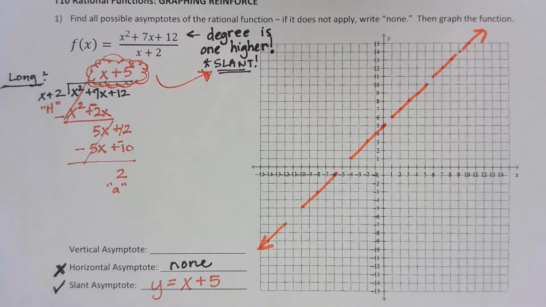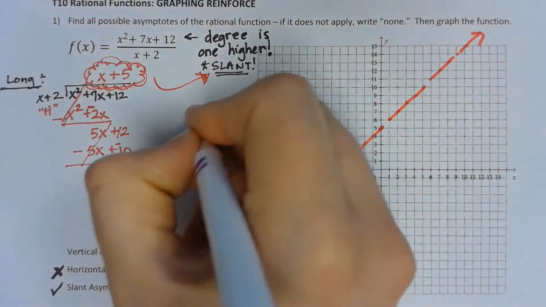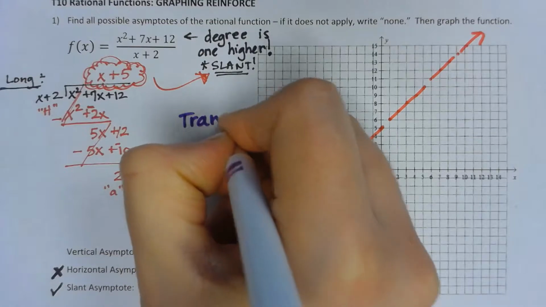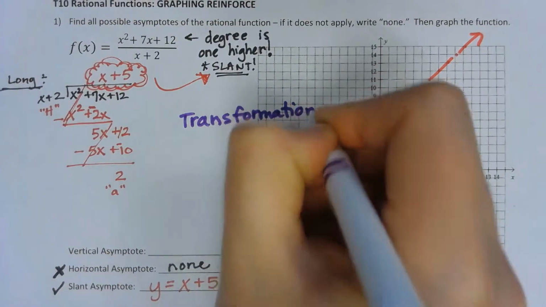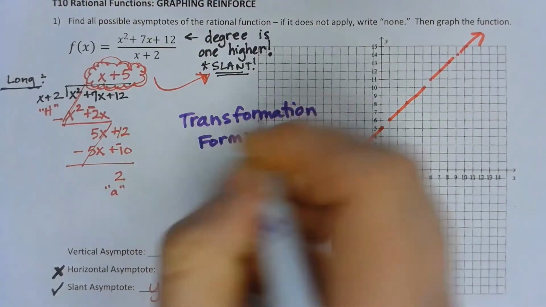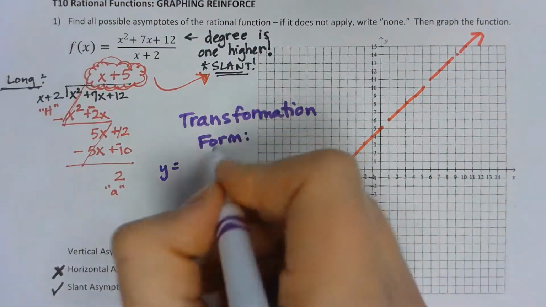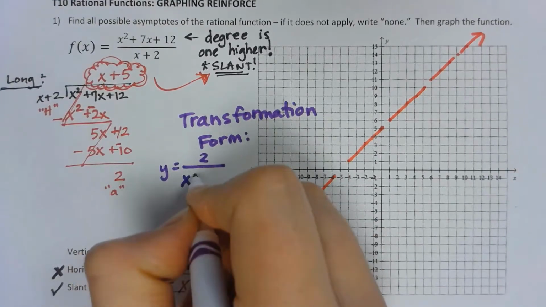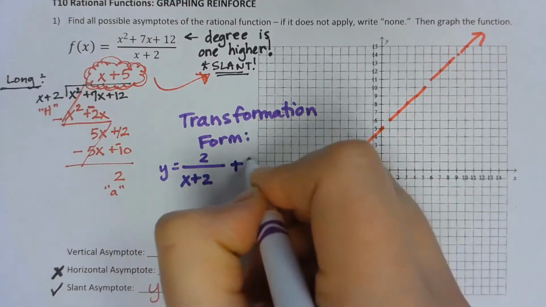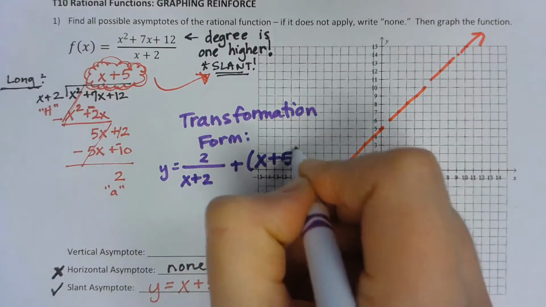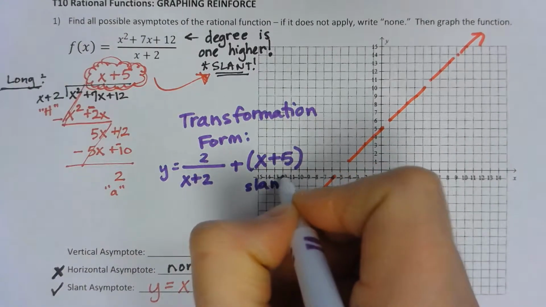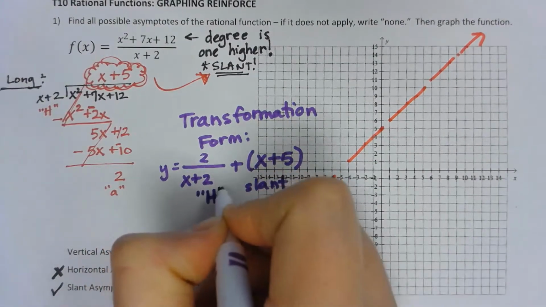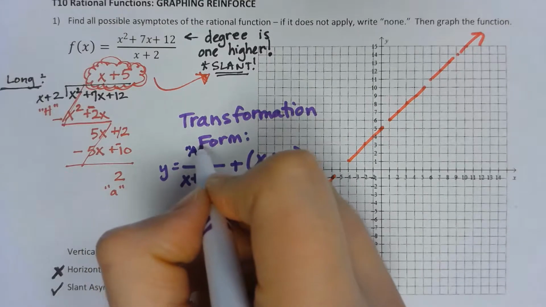And then we need to figure out, based on the h value, what the vertical asymptote is. So I'm going to write transformation form. The transformation form of this equation is y equals a over x minus h, then plus, I'll put the slant asymptote in parentheses over here to the side. Okay, so this right here is the slant, then I have h, then up here is a.